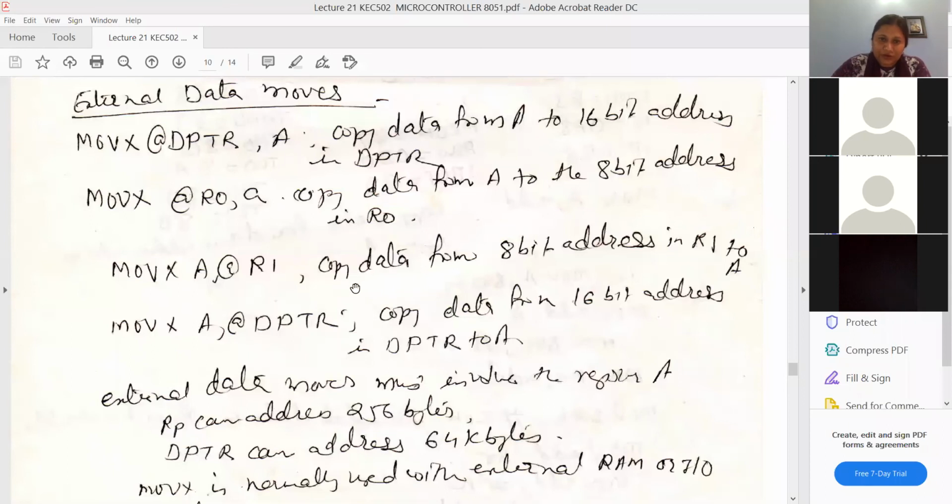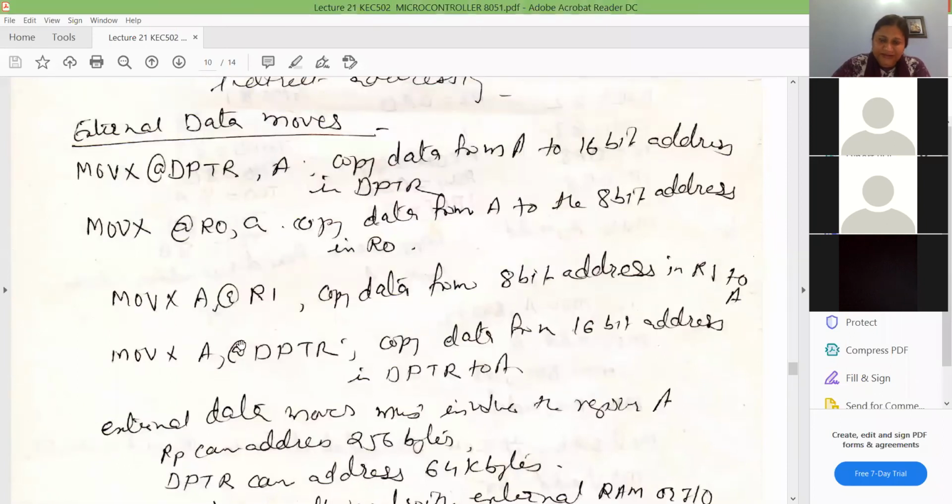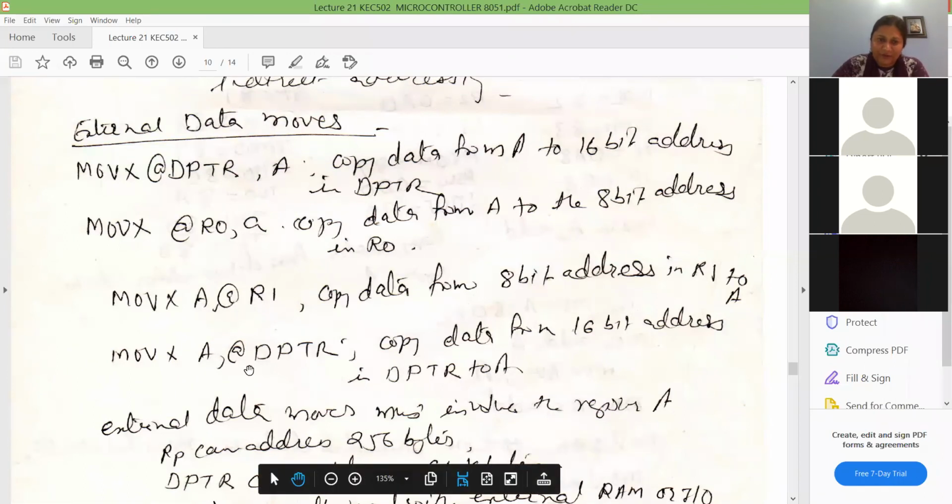Here also, whenever we write the X sign, these are external memory. This memory is not residing in the microcontroller. So is it clear? Only these combinations are possible. Apart from this, there are no other combinations.